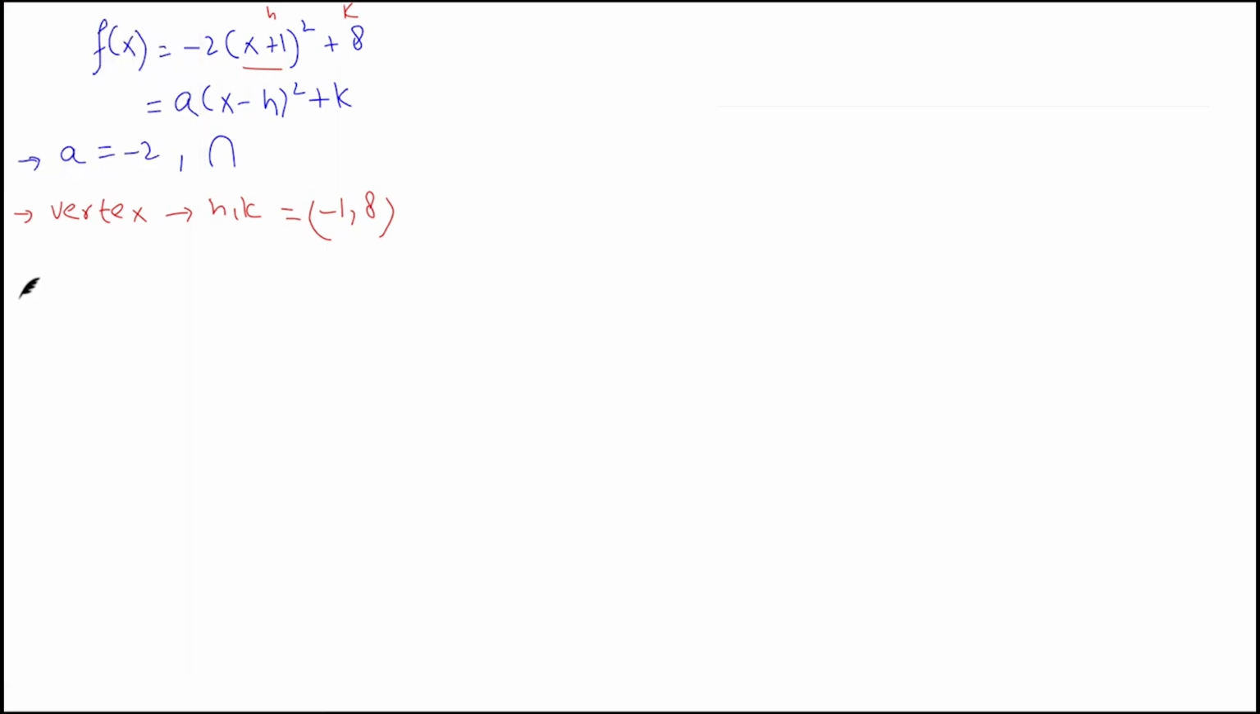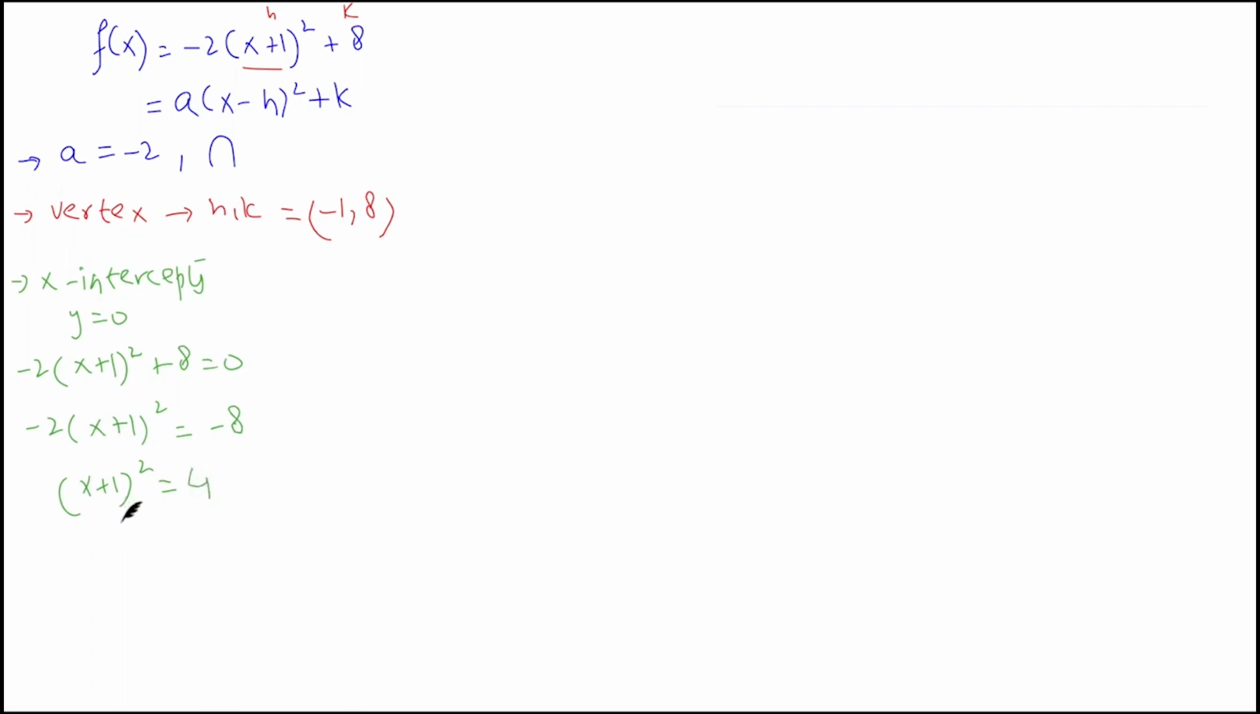Then we need to find out the x-intercepts. We equate y to 0 to find out the x-intercepts. Y equals 0. Just do the math here. We will get minus 2 into x plus 1 whole square plus 8 equals 0. We have minus 2 into x plus 1 whole square equals minus 8. This 2 will go to the right side and will get divided. We'll be left with x plus 1 whole square equals minus 8 divided by minus 2, which is 4.